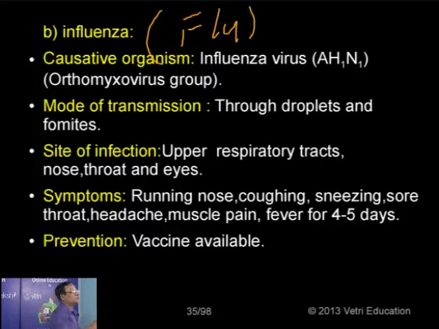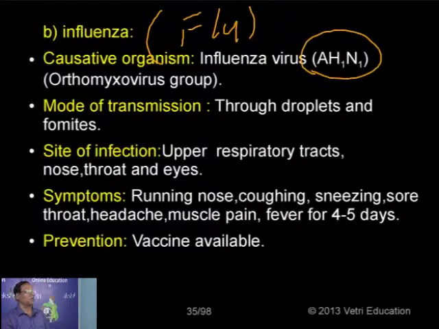Now the second viral disease is influenza, normally known as flu fever. One of the main symptoms is body pain, muscle pain along with the fever. What is the causative organism? The causative virus is called influenza virus, abbreviated as H1N1. It belongs to the orthomyxovirus group.